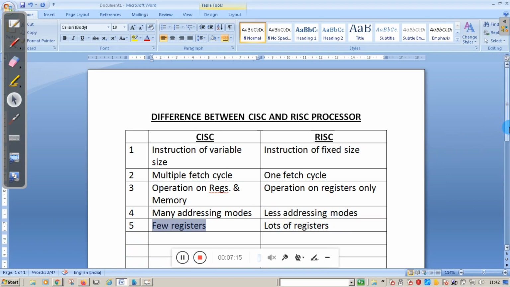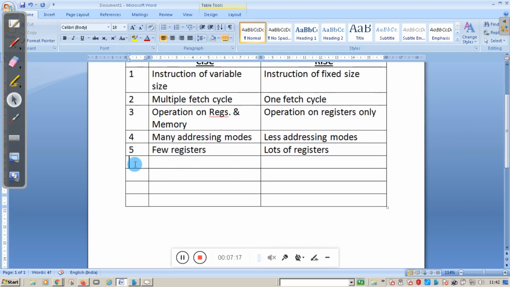Students, now we'll move to the sixth point. The sixth point is large instruction set for CISC, and reduced instruction set for RISC. Most students get confused here. Reduced instruction set means instructions are reduced, but it is not exactly so. First we will see what is the exact difference between large instruction set and reduced instruction set.